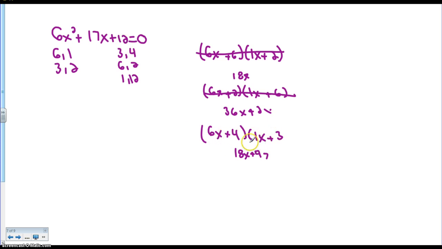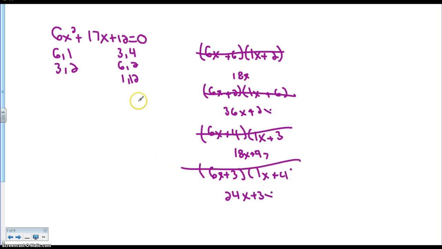That doesn't work. If I were to switch it, all I did was switch the 3 and the 4. So it looks like I get 24x plus 3x. That doesn't work. So all those don't work. I know that 1 and 12 is not going to work, because no matter what, I'm going to get something larger than 17. So let's try 3 and 2.